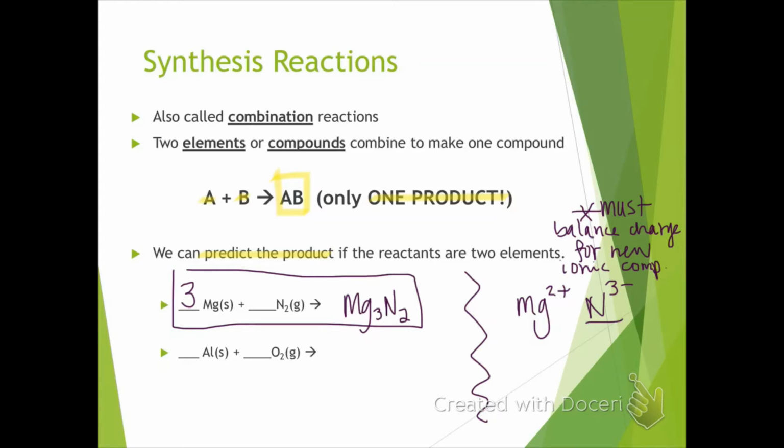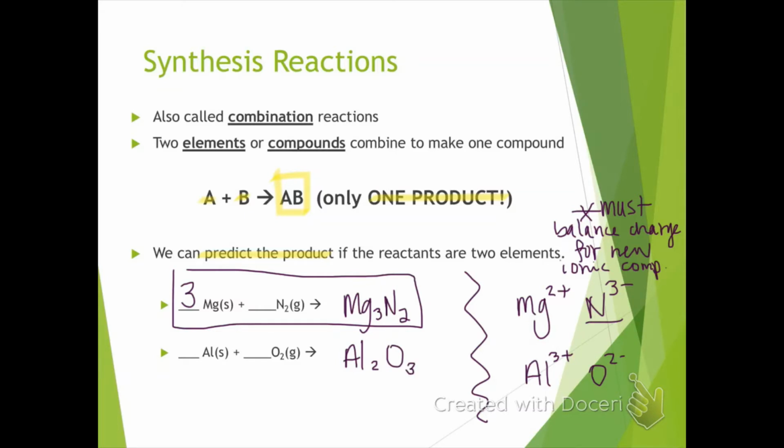So again, we have aluminum, which is a metal, and oxygen, which is a nonmetal, which are going to come together. Metal-nonmetal is going to form an ionic compound, so we have to find our ions and balance the charge. Aluminum's 3+, oxygen's 2-. Again, we drop the diatomic part. We're not talking about the diatomic element anymore. Balance our charges. We are going to need 2 aluminums and 3 oxygens.